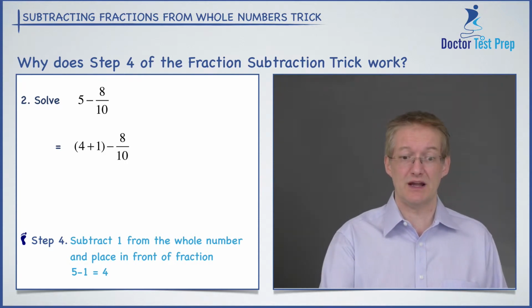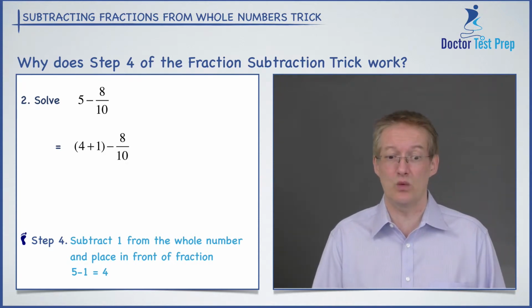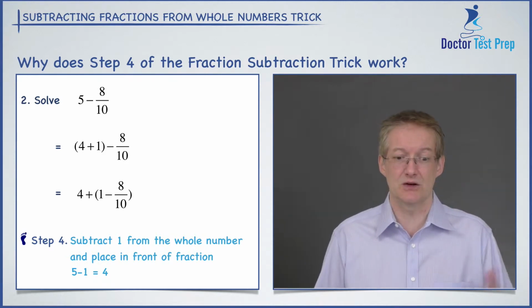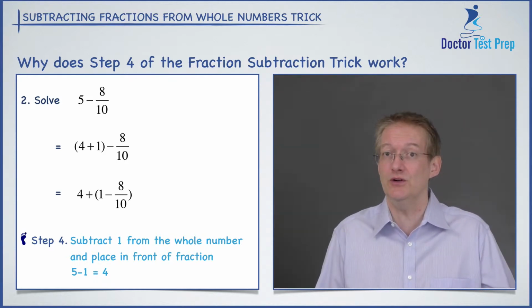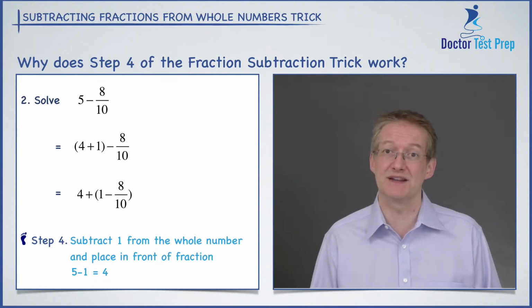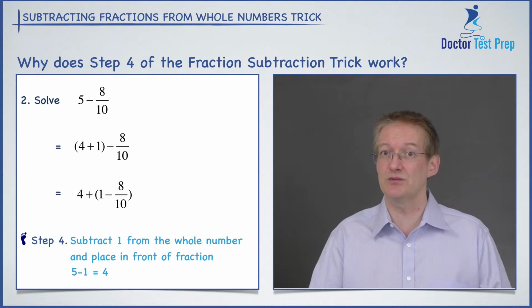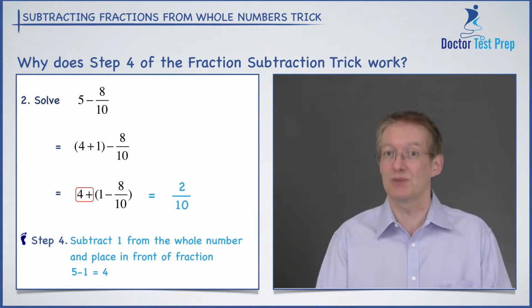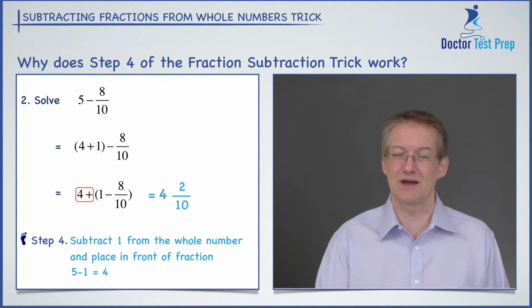Now I could put those brackets around the 1 take away 8/10 if I wanted to. It doesn't change anything. So it's the same question, saying 4 plus 1 take away 8/10. Now we know how to deal with 1 minus 8/10 using our method previously. That's going to give me 2/10. So I've got 4 plus 2/10, and that's why that method works.